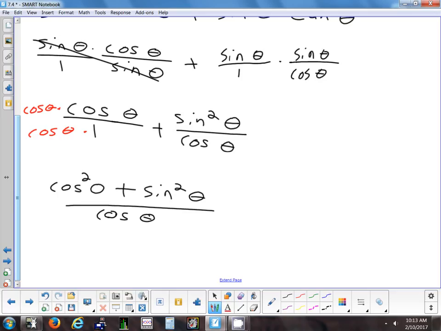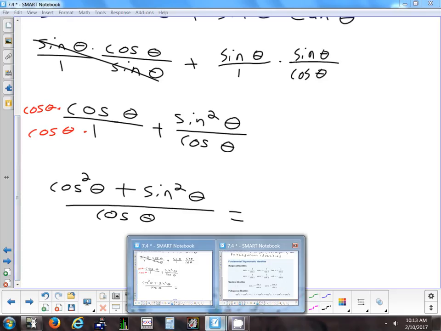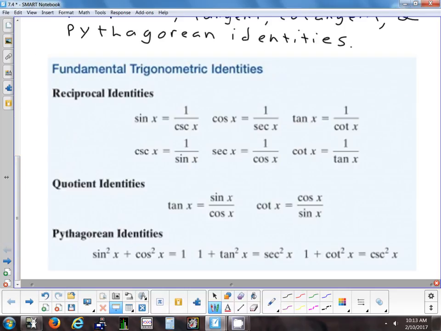Cosine squared. Now, there's something there we need to recognize. It's one of the identities we haven't used before. I think it's the first time we've used it. Pythagorean identity, where sine squared plus cosine squared equals 1. If you go back and look at Pythagorean identities, sine squared plus cosine squared equals 1.